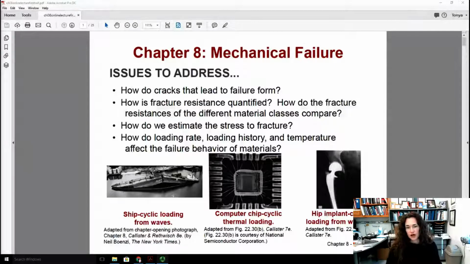And those types of fractures are illustrated in some of the images here at the bottom, where there was a ship that fractured and broke in half due to cyclic loading from the waves, computer chips due to cyclic thermal loading, and then hip implants, cyclic loading from the walking, okay? And I have to say that particularly I've seen a lot of talks on this last type of fracture. Trying to interface a mechanical part with the human body is a really challenging problem from a lot of different standpoints, including tribology, which was where my first training was, the study of friction and wear.